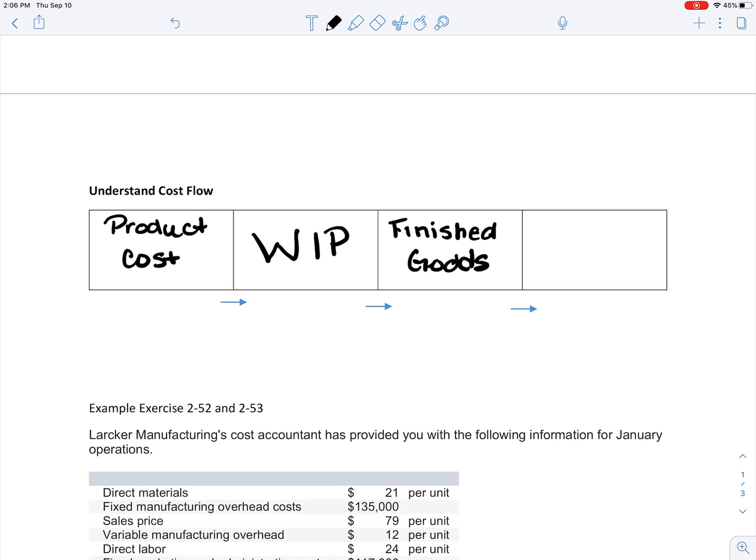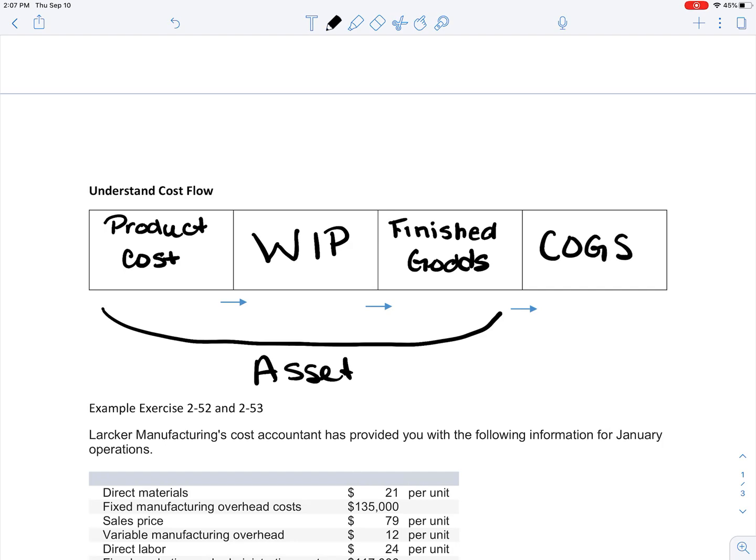Remember, while our product is sitting in these three accounts, it is an asset to our company. It's not until it gets transferred and sold does it move to our cost of goods sold and become an expense. So all of these labor costs, the cost of our materials, are considered assets until they are sold, and then they become that expense.